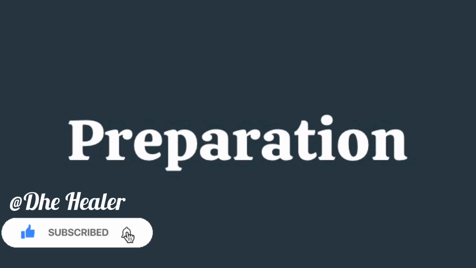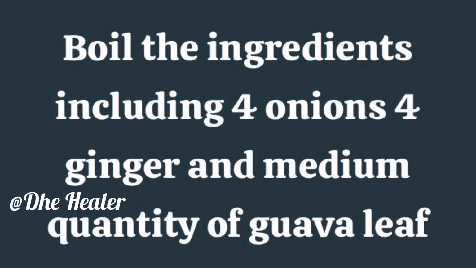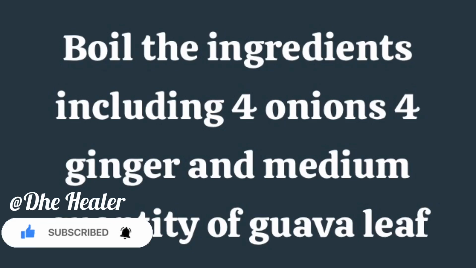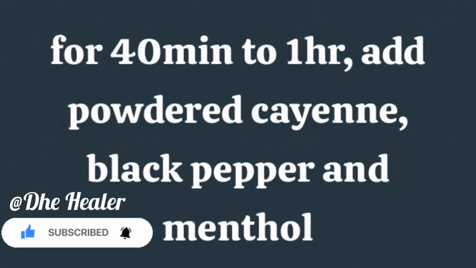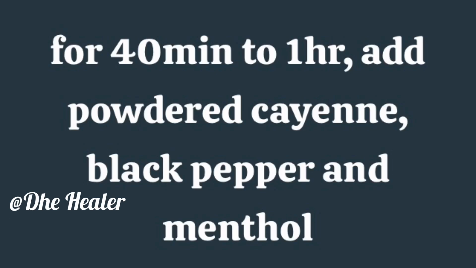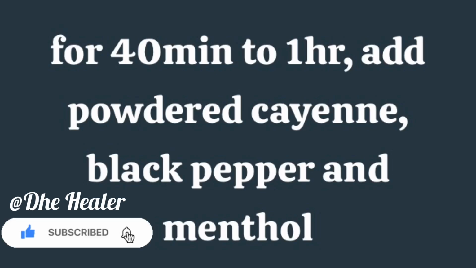The preparation methods are: we are to boil the ingredients, including 4 onions and 4 ginger and a medium quantity of pepper leaf, for almost 40 minutes to 1 hour. After that, add the other ingredients and mix it properly.